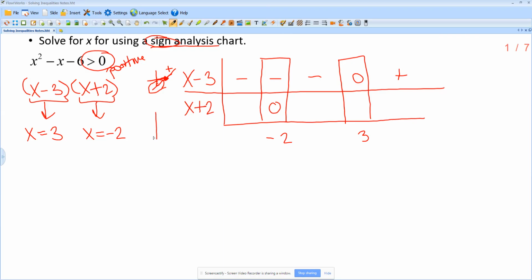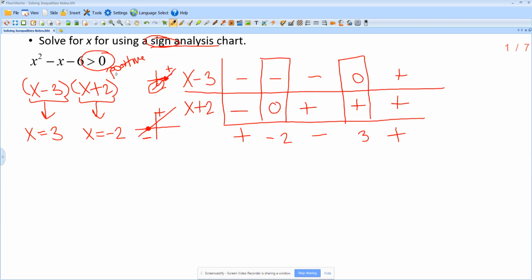X plus 2, again, I have some linear increasing function. Here at negative 2 is where I have my 0. The function is equal to 0 right here. Everywhere before that, I'm negative. Everywhere after that, I'm positive. So if you look at what's happening to the 2 factors, the 2 factors are getting multiplied. So what we think about here is if I multiply a negative by a negative, I'm going to get a positive. A negative times a positive will give me a negative, and a positive times a positive will give me a positive.